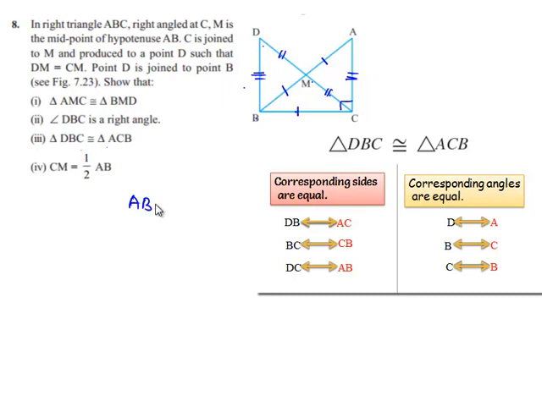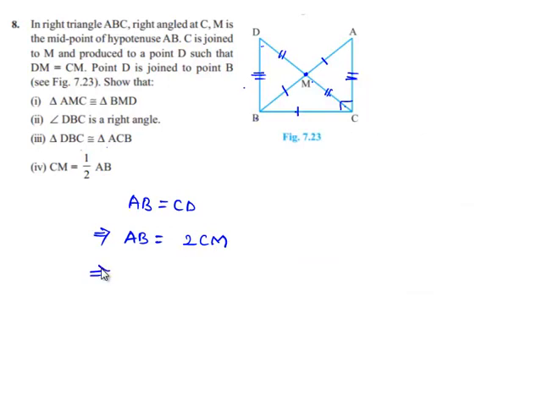AB is equal to CD, which implies AB is equal to, now we know that M is the midpoint of line segment CD, so we can write CD as 2 times CM. Now, in order to get CM, we need to transpose 2 to the left hand side, thereby we get CM is equal to half times AB, which is the required proof.